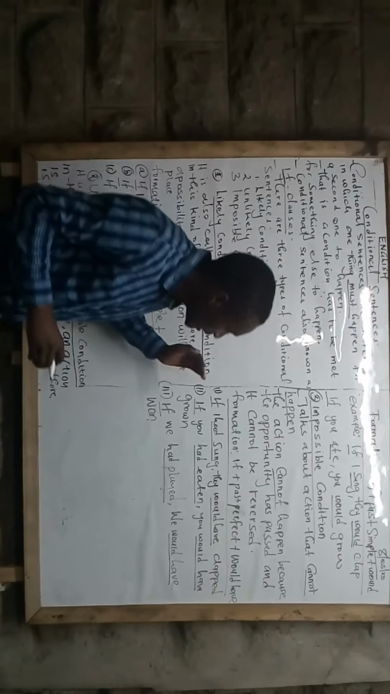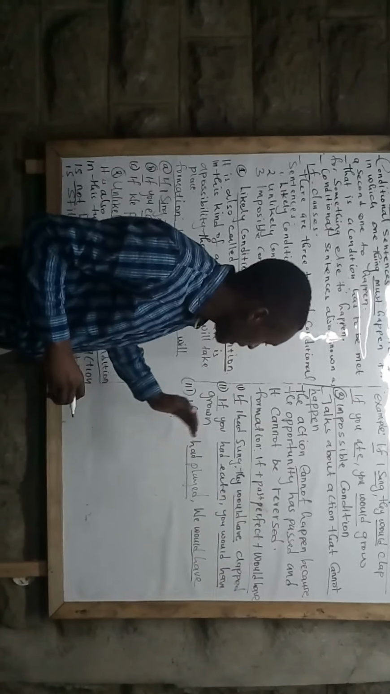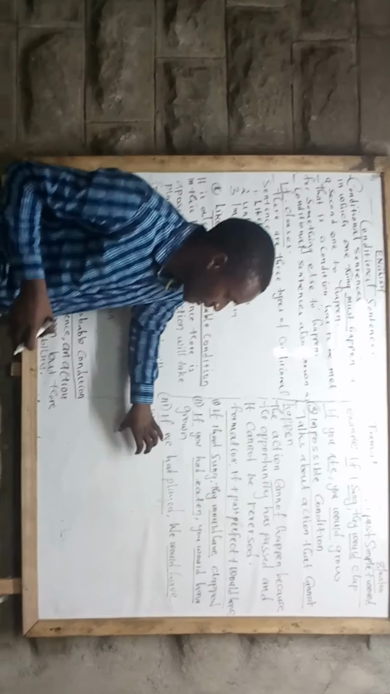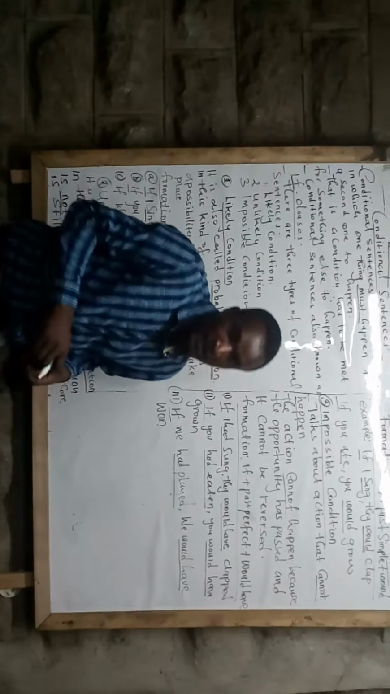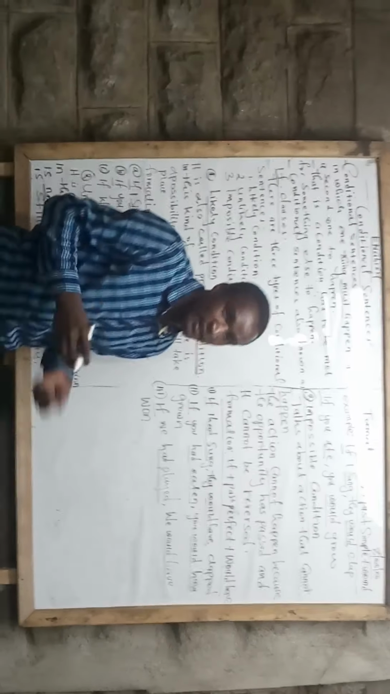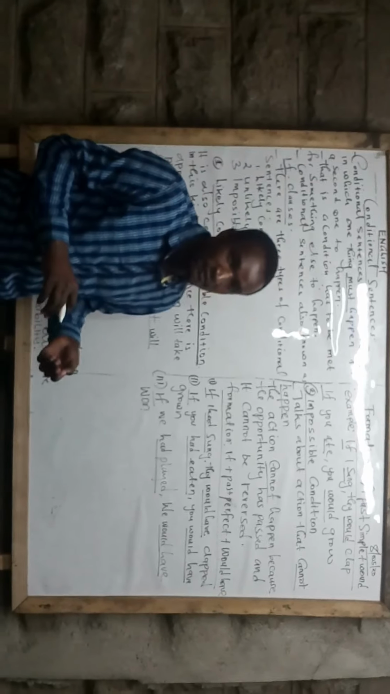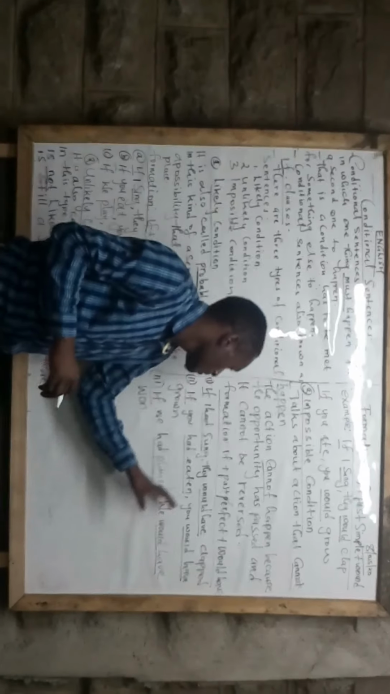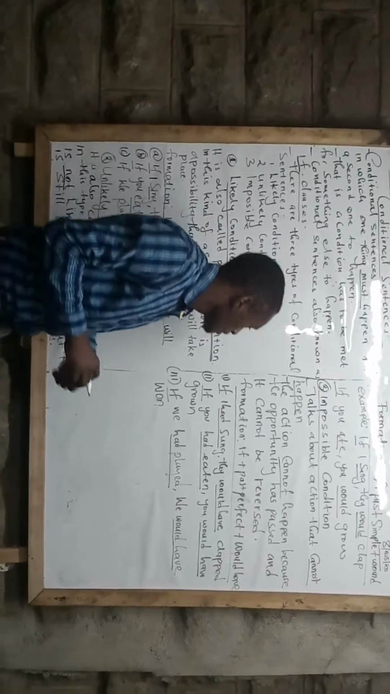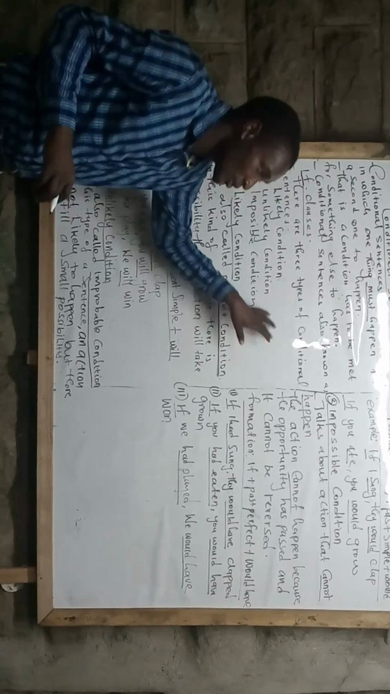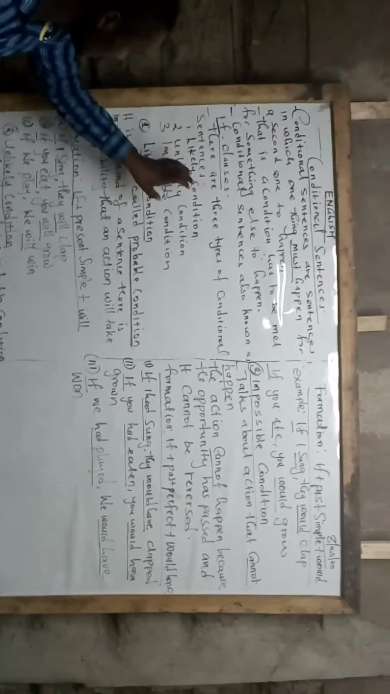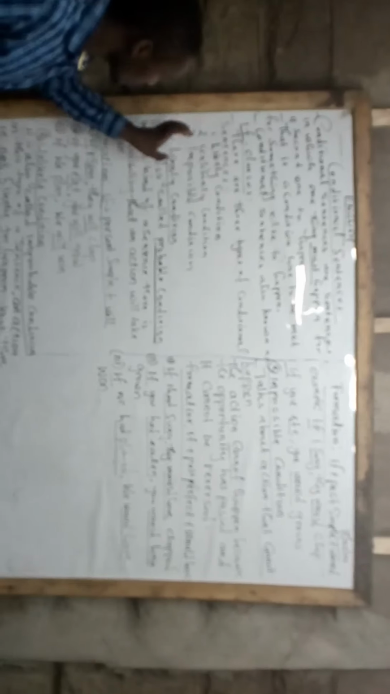Lastly, we have: if we had played, we would have won. So in this case, these people did not win. Why? They did not play. And the action can't be reversed. So that one is under impossible condition. So those are the three parts of conditional sentences: a likely condition, unlikely condition, and impossible condition.